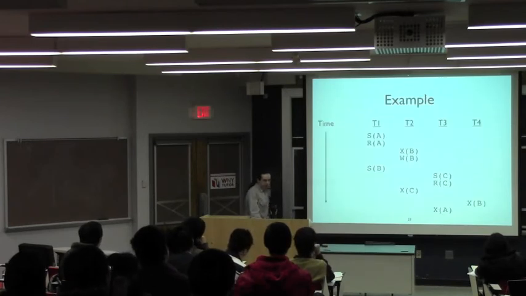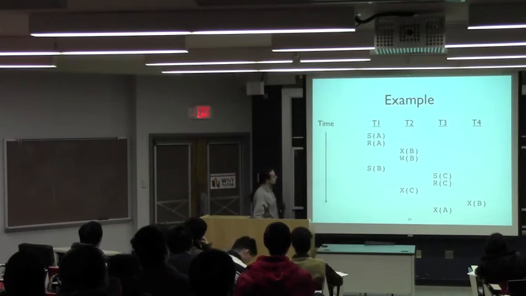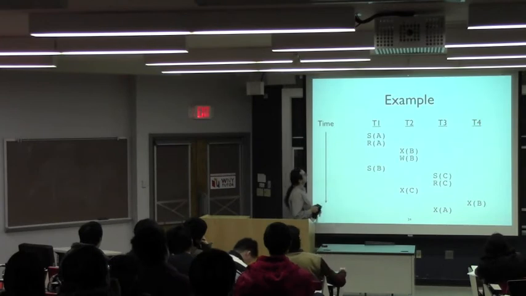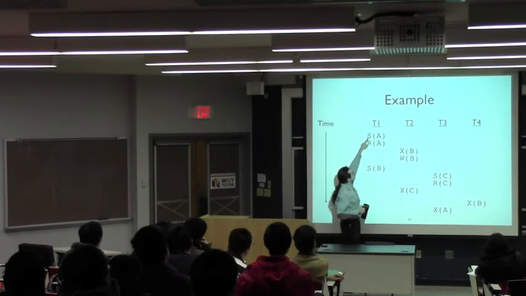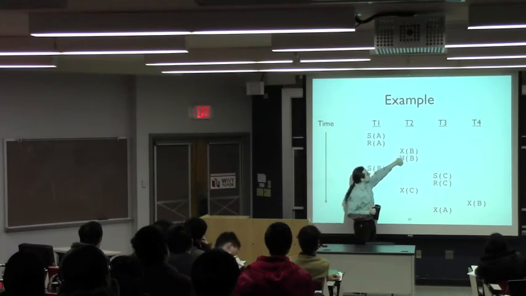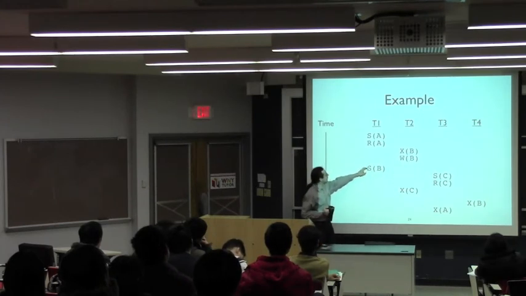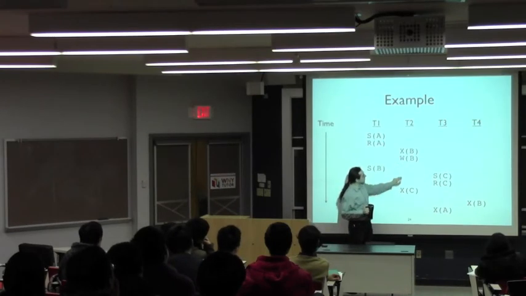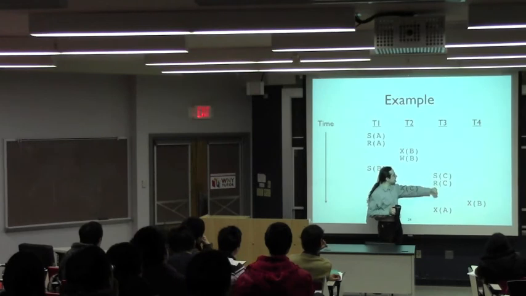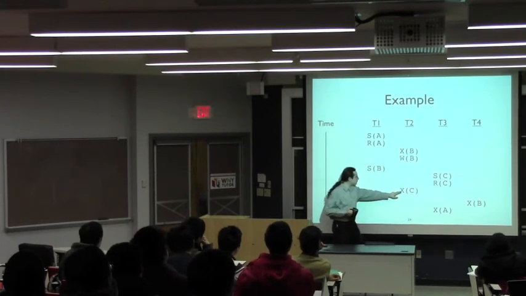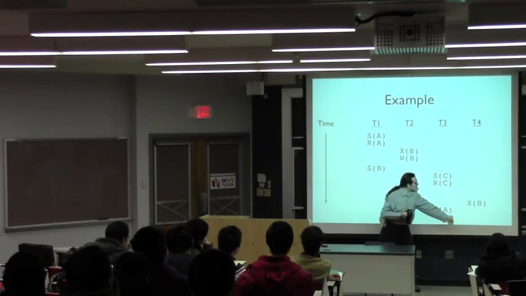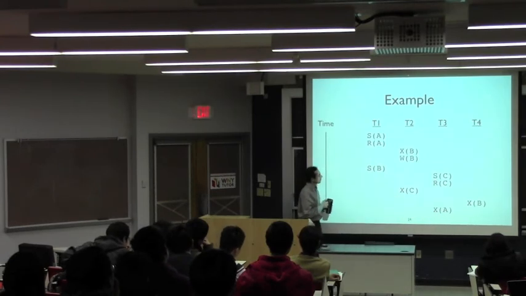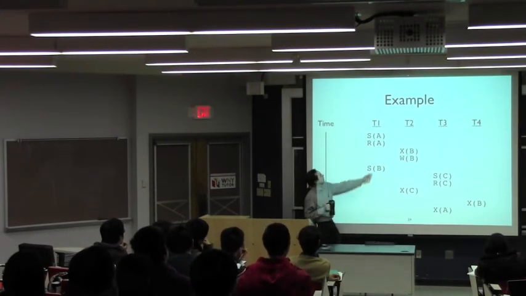Let me give you a slightly more involved example. Four transactions here. Transaction 1 wants to do a read, so it acquires a shared lock. Transaction 2 wants to do a write, so it acquires an exclusive lock on B. Transaction 1 wants to do a read on B, so it tries to acquire a shared lock, and can no longer proceed. Transaction 3 then comes along, acquires a shared lock on C, does a read on C. Transaction 2 tries to acquire an exclusive lock on C, but can't. Transaction 4 tries to acquire an exclusive lock on B, and transaction 3 tries to acquire an exclusive lock on A, which is being held by T1.